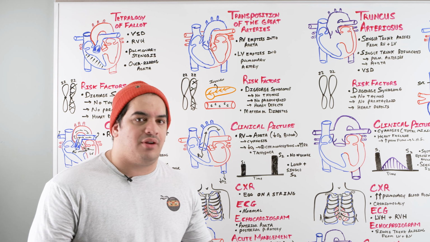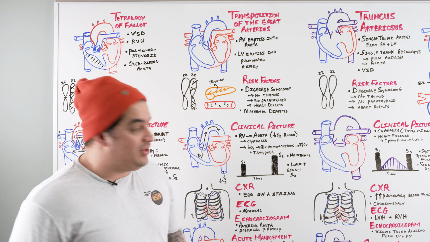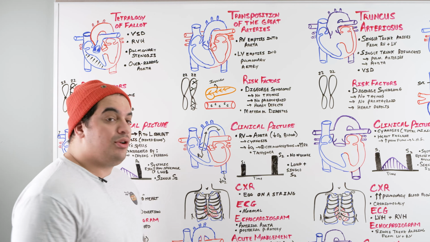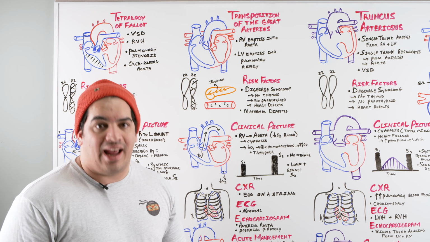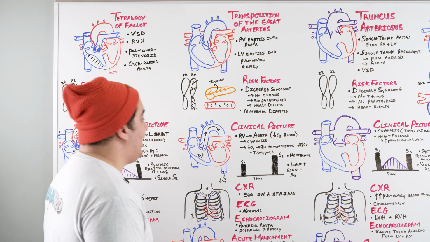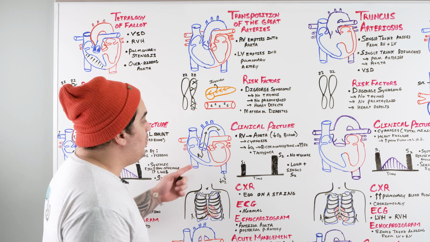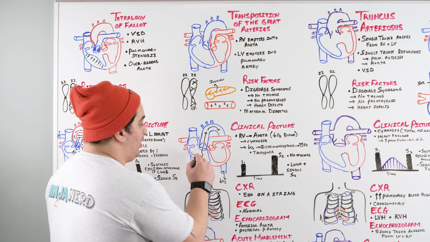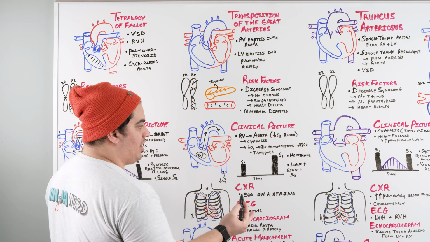At least with Tetralogy of Fallot, there was some mixing, so you had some oxygenated and some deoxygenated. In this situation, you are literally pumping all deoxygenated blood from the right ventricle into the aorta. That is problematic, and this is relatively incompatible with life. So in these situations, it is a terrible situation where you're pumping all the deoxygenated blood into the aorta. That's the problem there. That's where you're going to get the bluish discoloration.